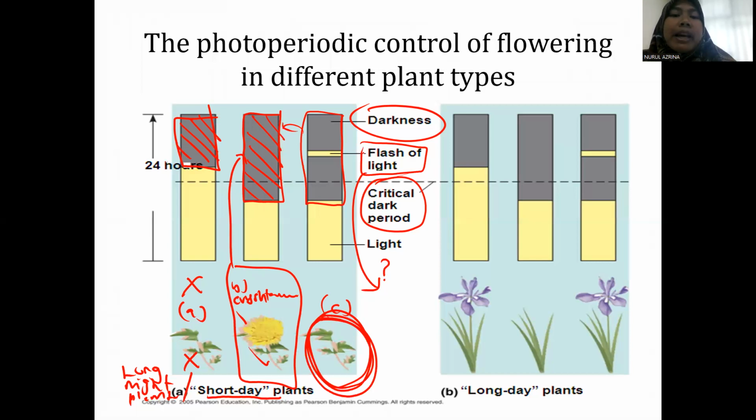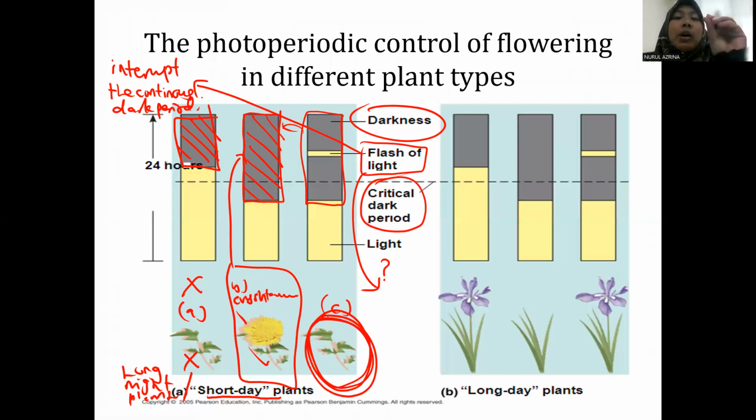So the flash of light actually interrupts the continuous dark period. Okay, so the flash of light, even a short period of flash of light, will actually affect the plant with this result, which is not flowering, because the flash of light interrupts the continuous dark period. Okay, how to explain this? I will explain later. So next we go to the long day plant experiment.